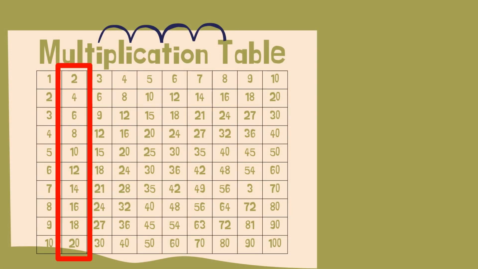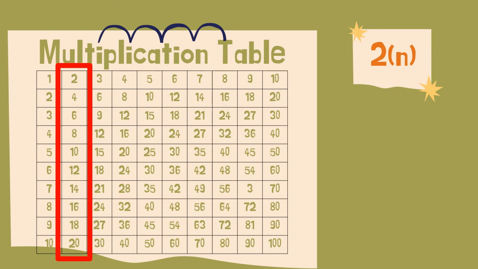Now, let's take a look at another sequence. Here is another sequence: 2, 4, 6, 8, 10, 12, 14, 16, 18, 20. What do you think is the rule for this sequence? What's the common difference? The common difference is 2. It means we are going to use 2. So, the rule here is 2n, where n is the position of the term.